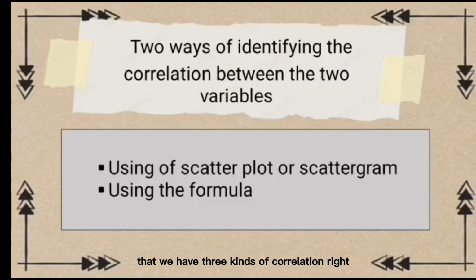We already know that we have three kinds of correlation: positive, negative, and zero correlation. But to further analyze this kind of correlation, the following list is used to measure its strength.